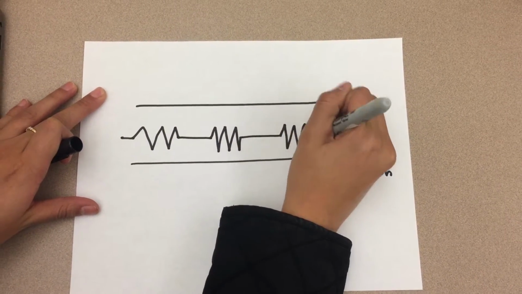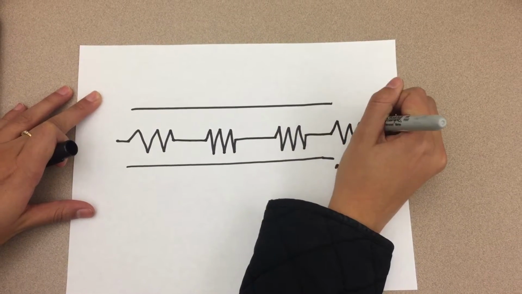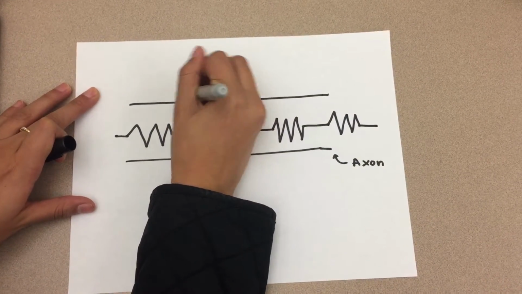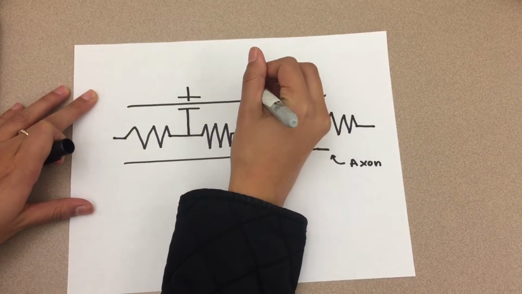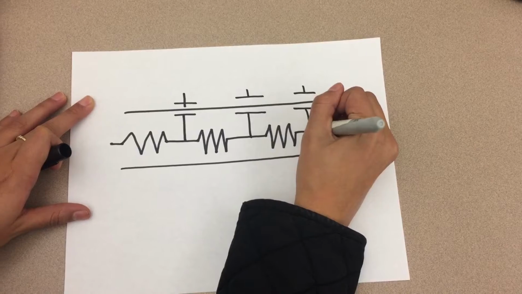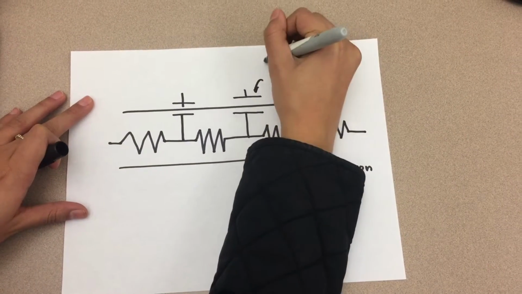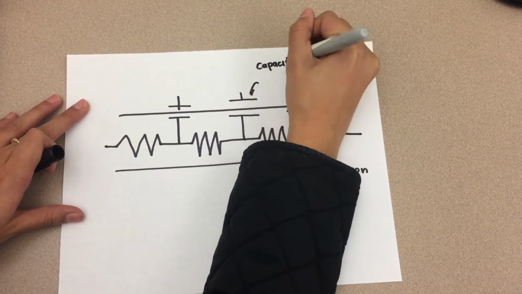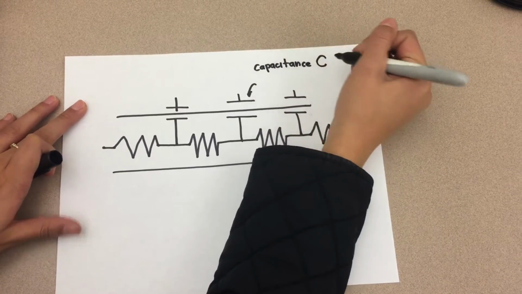When the voltage of the capacitor exceeds a certain threshold, going from -70 millivolts to -55 millivolts, another action potential is triggered at the next node. This is repeated until the action potential reaches the end of the axon. The speed of the propagation can be determined by the capacitance and the internal resistance.